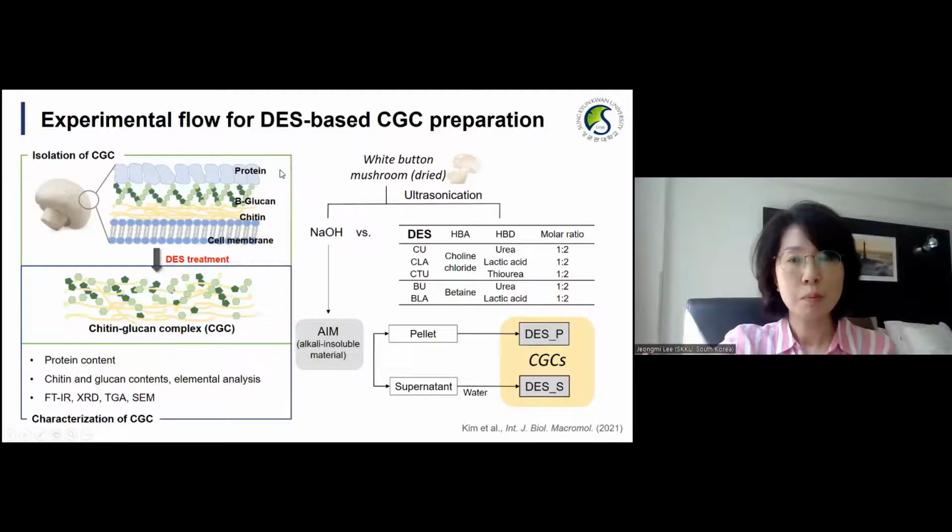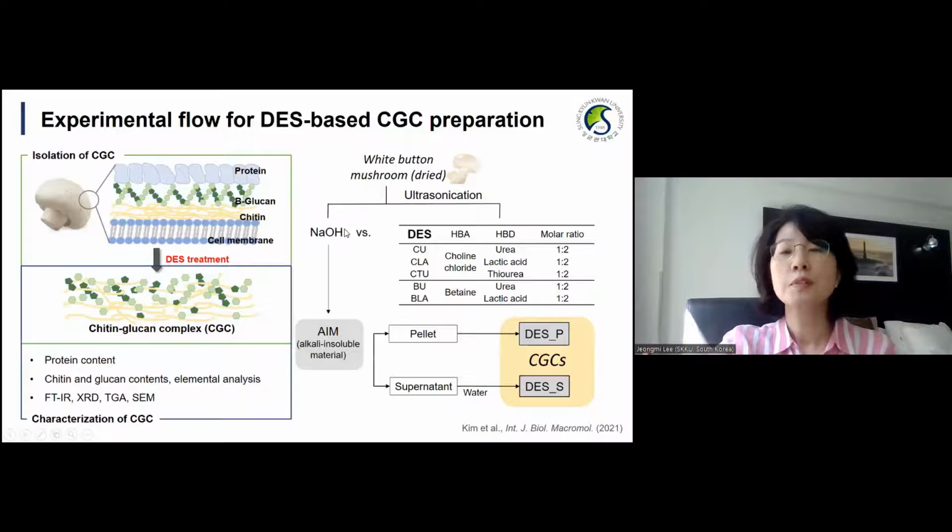This shows the schematic for the mushroom that we used. So basically, we started with white button mushroom that was dried. And as you can see, beta-glucan and chitin form a complex, and then there is a protein outside or inside, whatever. Anyways, this protein needs to be removed for chitin-glucan complex preparation.